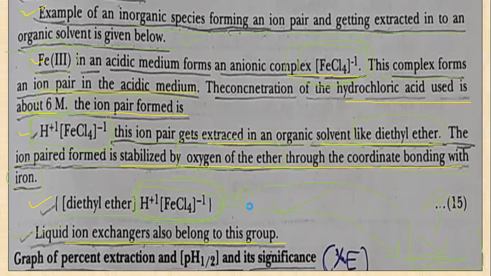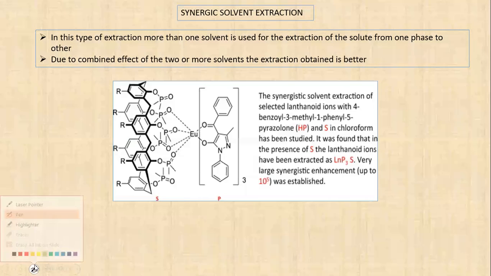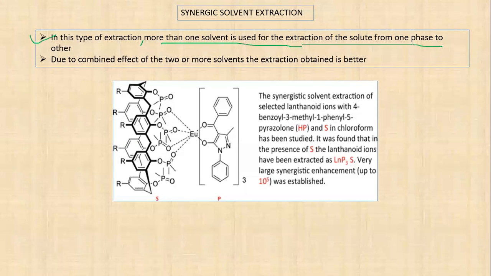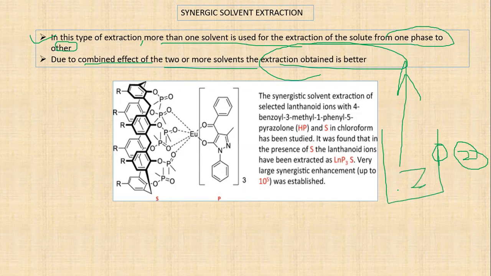Now the next concept is synergic or synergistic solvent extraction. What happens here? In this type of extraction, more than one solvent is used for the extraction of solute from one phase to the other phase, and due to the combined effect of two or more solvents, the extraction obtained is better. Earlier we used only one solvent, but in this case we can use two or more solvents to get better extraction from the aqueous phase to the organic phase.